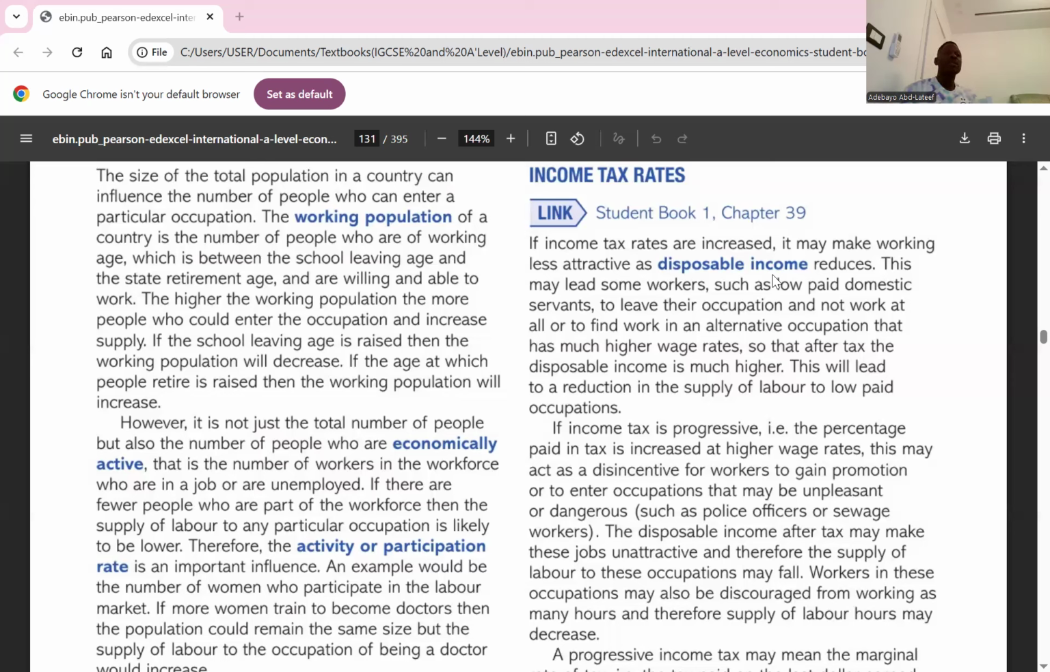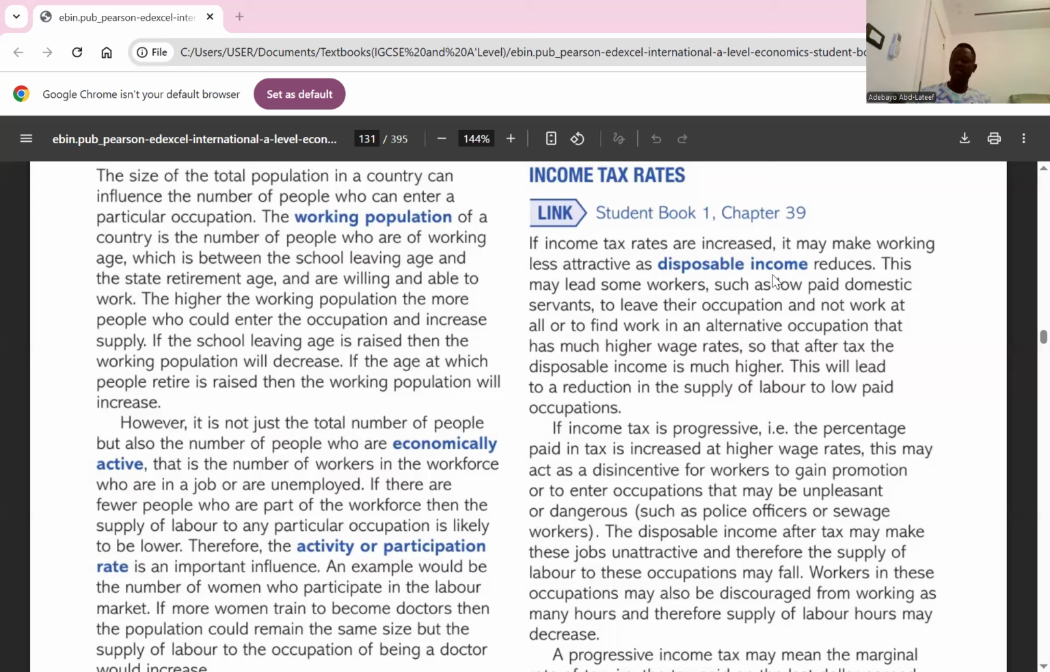The first one is income tax. And when we talk about income tax, we're talking about tax paid on the earnings of employees. So if the tax you pay on your earnings increases, it reduces your disposable income. And as soon as your disposable income reduces, you don't have that incentive to want to work.